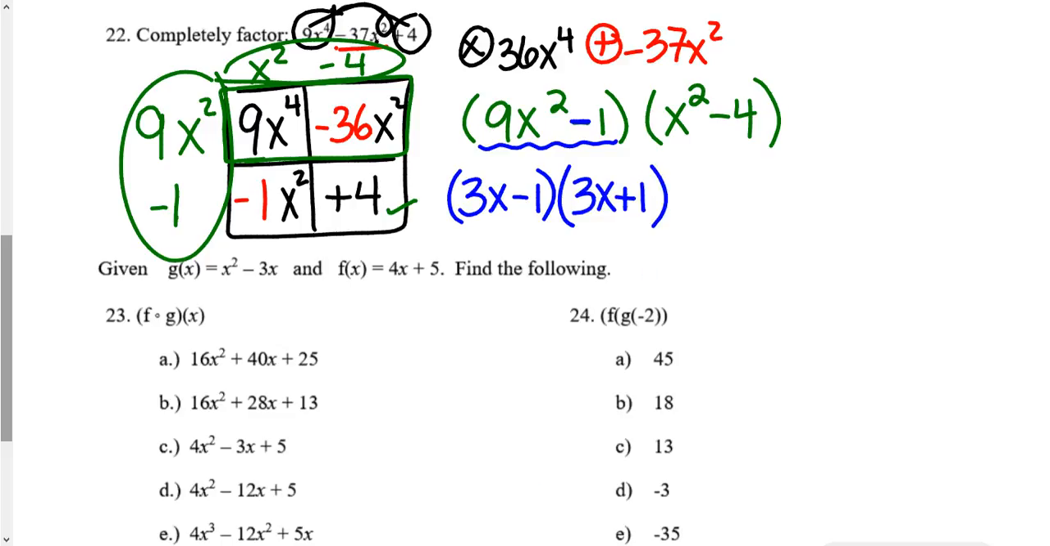All right, now for my second factor, x squared minus 4. Again, those are both perfect squares. So I have x minus 2 times x plus 2.